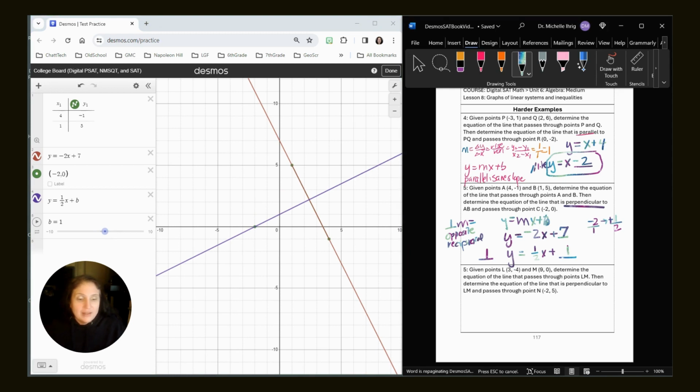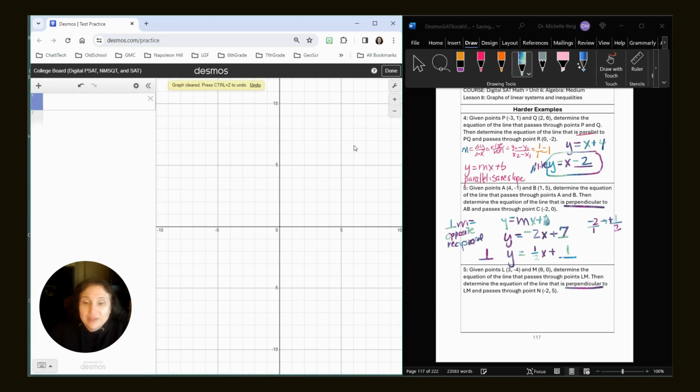All right. Same thing. Let's do it again. This time we want perpendicular. So we're going to do the opposite reciprocal, flip and switch. I'm going to hit the delete. Remember, if you do the gear and delete all, it will recenter the graph for you. We're going to do plus sign table to type in the points.